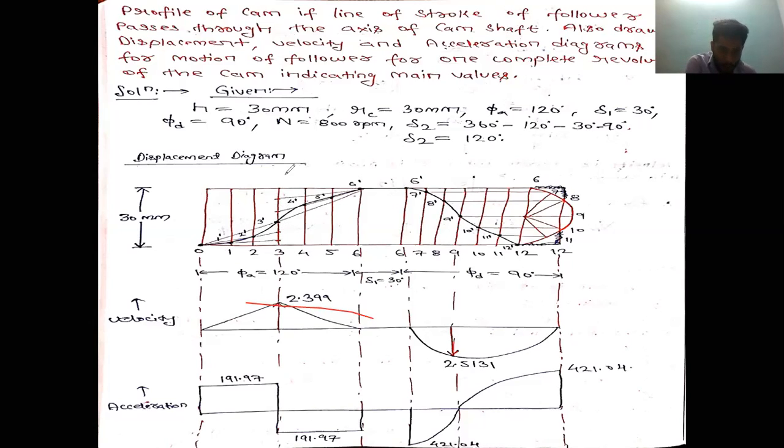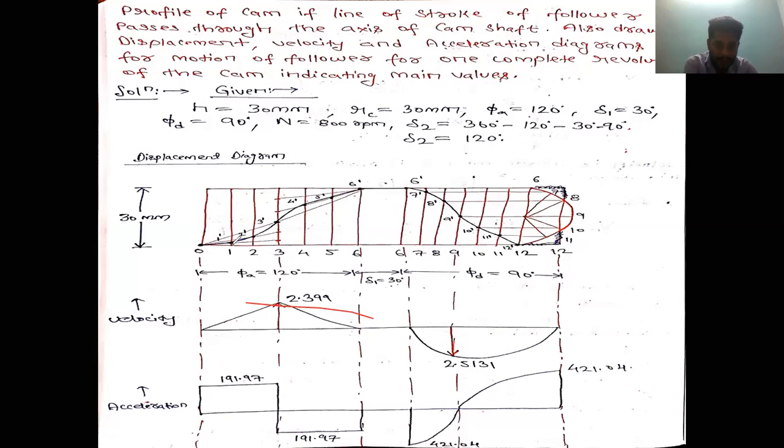I will join all these points with the starting point 0 of the follower. That means 0 to 1, 0 to 2, 0 to 3, and I will extend it to 6. Similarly, from the top middle part, I will join these 3 points with this point 6 dash. That means 4 to 6 dash, 5 to 6 dash. For 6, no need to do, already it is joined.